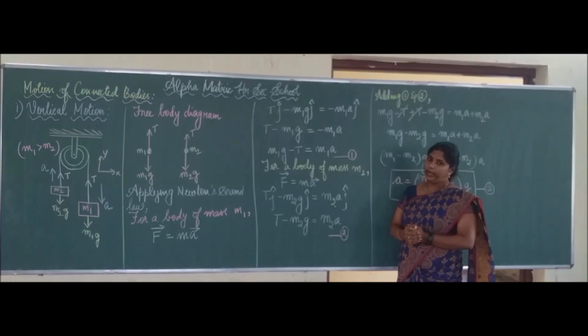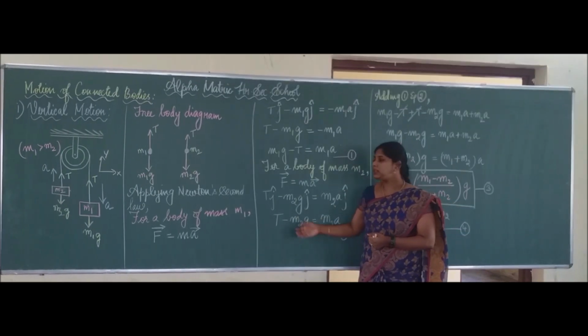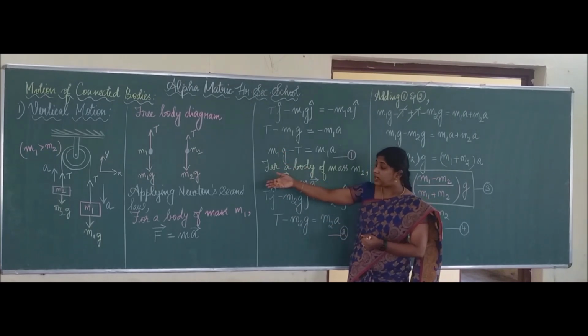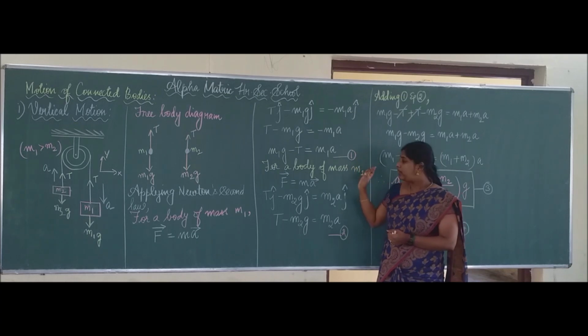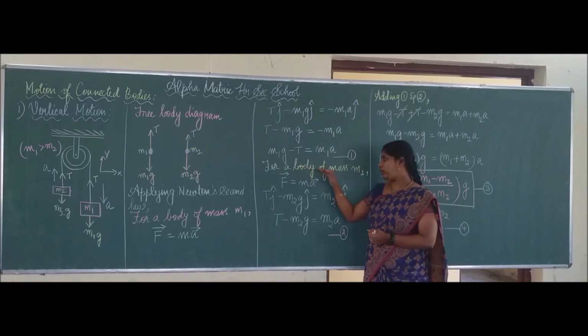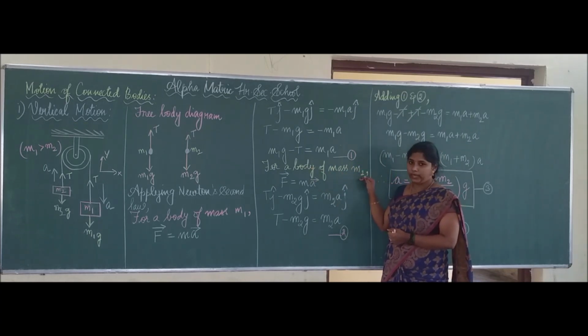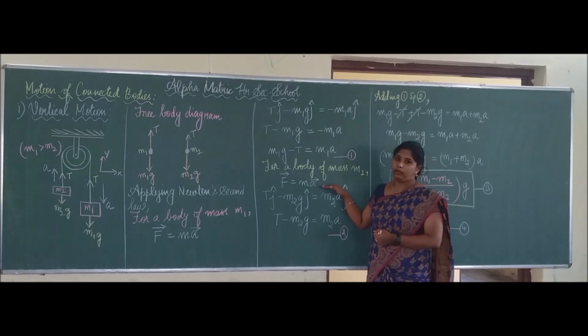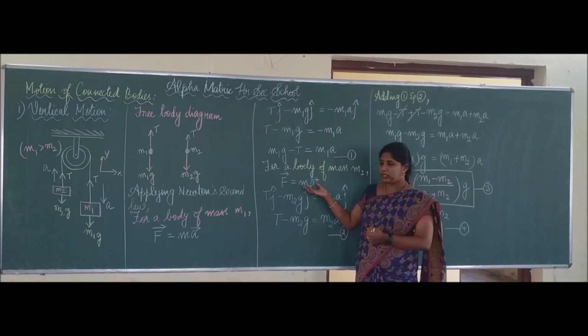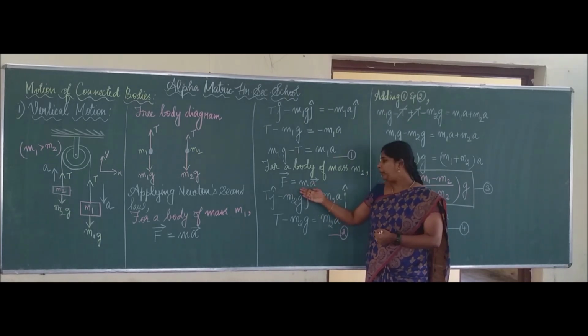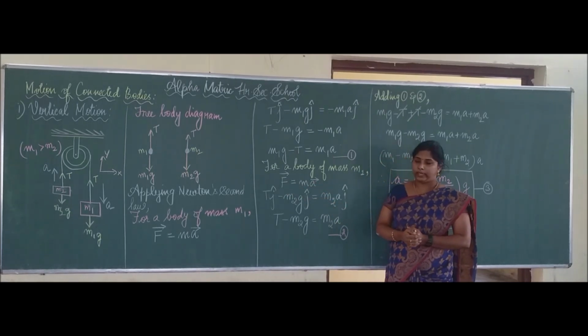Equation number 1, right? So the next case is, first we consider the body of mass m1. In that we got equation number 1. Next we have to consider the body of mass m2. The same thing we have to apply here: Newton's second law of motion. And we know the formula, F vector equal to m into a vector, right?